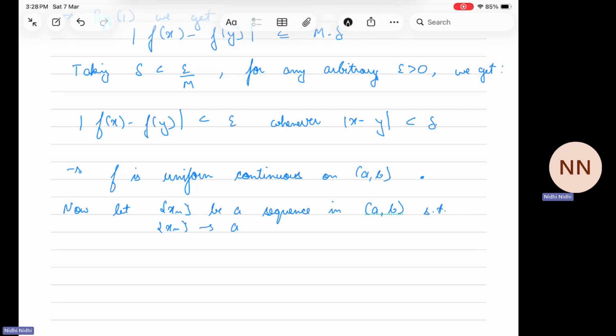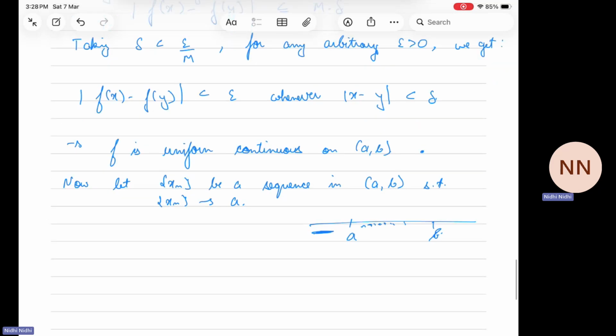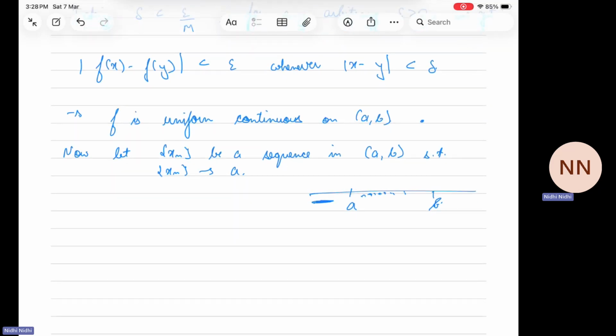x_n converges to a. So obviously x_n can go to a from the right hand side only because our domain, this is a, this is b. We are taking points from here only. We cannot take points from the left hand side of a. So that means basically this x_n is converging to a plus, because we are tending towards a from the right hand side. Now, if we are able to show that this sequence f(x_n) is convergent to some fixed real number, that will give us that this limit exists.